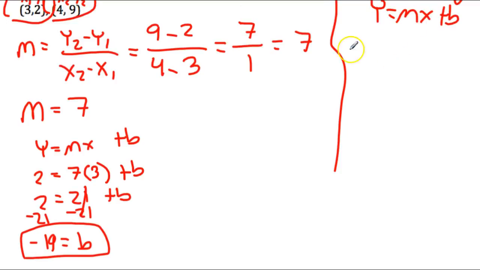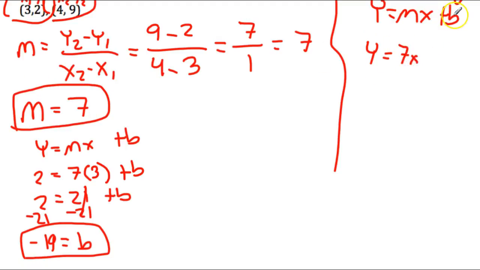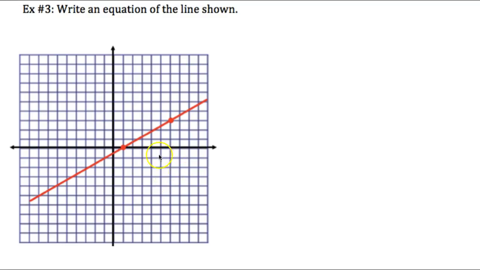I can now plug this stuff back into my y equals mx plus b. My y equals m, right? I did that first. 7 x, and my b, minus 19. Y equals 7x minus 19. Bam, done. Alright, same thing, but this time they're giving you a graph.